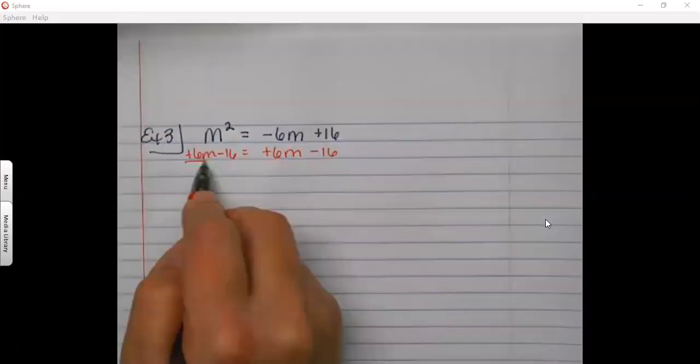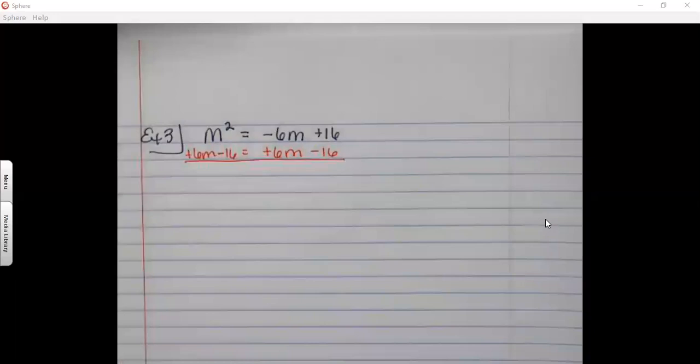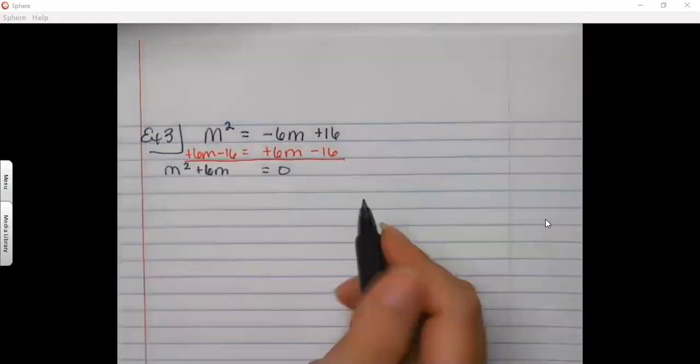So on the right side, -6m plus 6m is 0, and 16 minus 16 is 0. Okay, that's what we wanted. We wanted it set equal to 0. On the left side, I have 3 terms. I have an m squared, I have a 6m, and I have a -16. Are any of those like terms? No. If they are, combine them. If they're not, you can just rewrite every term by itself in standard form. So which term would come first? M squared. And then what? Plus 6m. And then what? Minus 16.